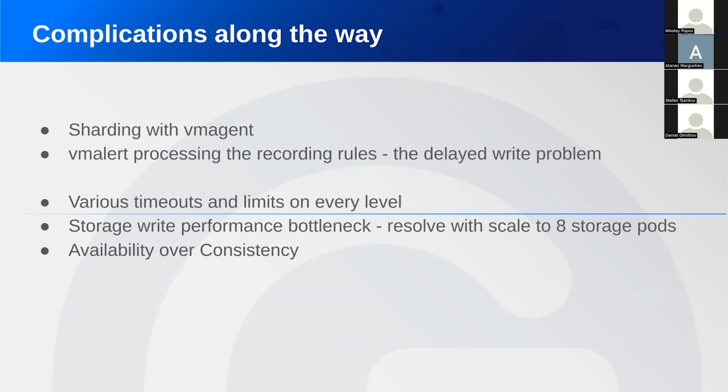And of course, maybe the most critical part was the performance bottleneck on the storage layer. One very important thing that the guys from Victoria Metrics mentioned is that Victoria would try to favor availability over consistency. So if it hits some limits and timeouts, you can get gaps of data, but at least the system continues to run.